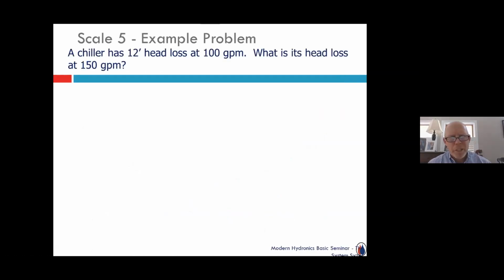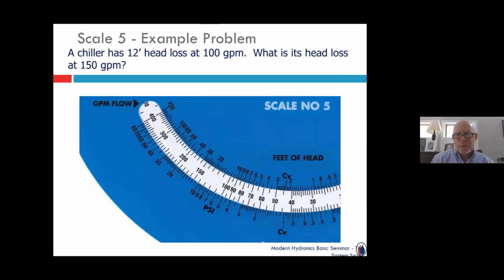So a chiller manufacturer says, look, when you're moving 100 GPM through my barrel, I have a head loss of 12 feet. That's a published number somewhere on their literature. The question is coming maybe from an engineer or a facilities person saying, hey, what's the head loss at 150 gallons a minute if I want to increase the capacity? So the way I could use scale 5 is I would say, okay, 100 lined up opposite 12. Without moving the wheel, just find the new flow rate, 150. Look at the new pressure drop. It's going to be about 27 feet.